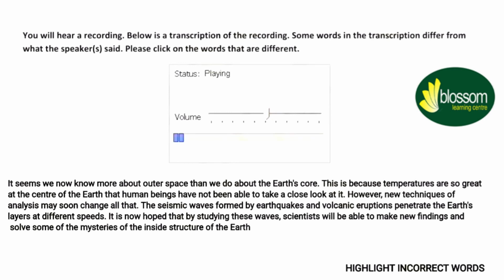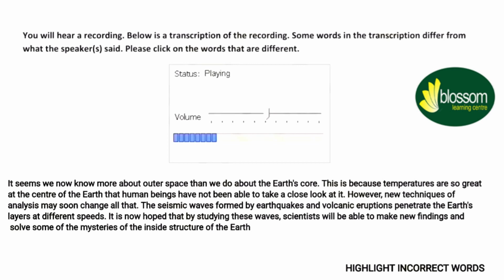It seems we now know more about outer space than we do about the Earth's core. This is because temperatures are so high at the center of the Earth that human beings have not been able to take a close look at it. However, new methods of analysis may soon change all that.